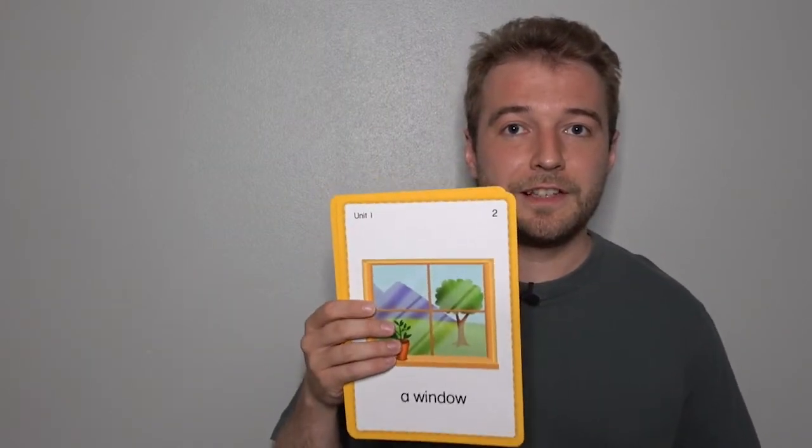I would get them to stand in front of the class holding the flashcard. I would then ask each individual student, what is this? A picture. Okay, next student, what is this? A window. And so on. Next student, what is this? A workbook. Okay, so yeah, that's something else I would do.